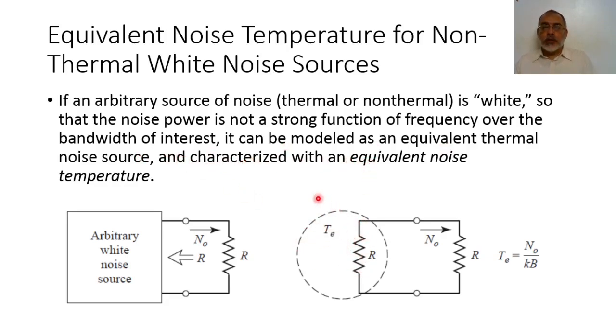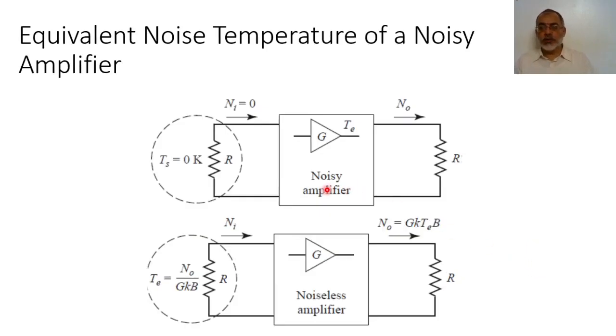So the equivalent thermal noise source is a resistor with the same value of the load resistance. Why with the same value of the resistor? To introduce maximum power transfer from the noise source to the load resistor. And the equivalent noise temperature would be such that K TE multiplied by B equals the value of this noise. Or in other words, the value of TE, the equivalent or effective noise temperature, is the value of the noise over K B.